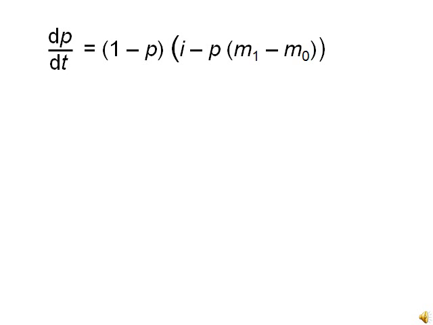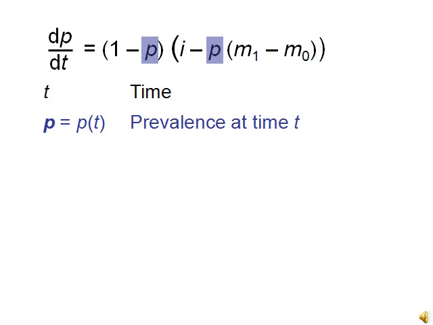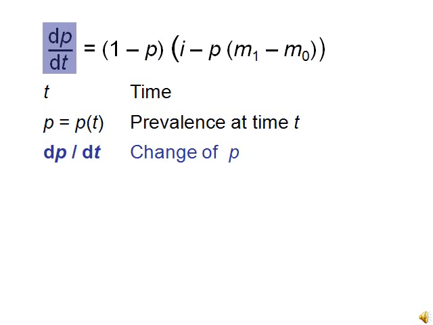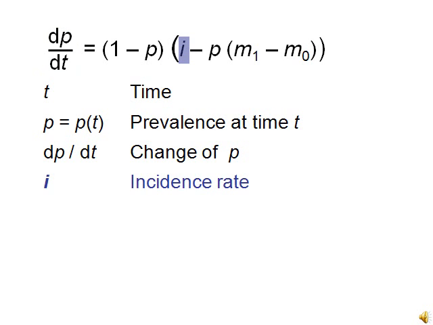What do the symbols in this equation mean? We want to say something about the temporal change of the prevalence. So we need time t. We need the prevalence p. And the temporal change of the prevalence. Of course, we need the incidence rate I.